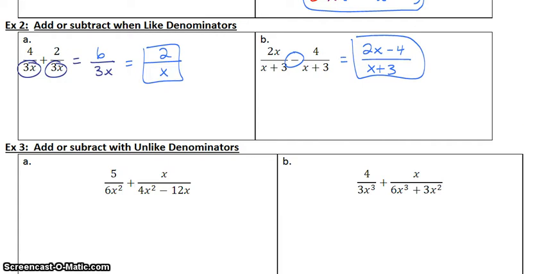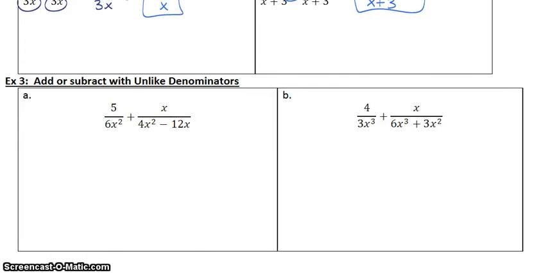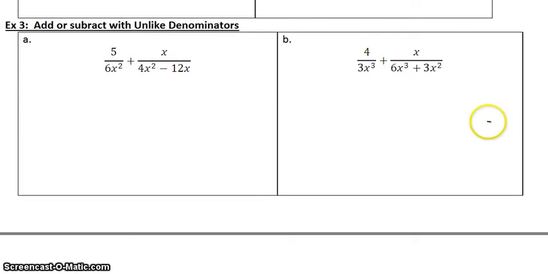All right, starting with example 3 is where we're going to use the least common multiple thing we were just talking about. So the thing is, I can't add or subtract these fractions until I have a common denominator. So I need to find the least common multiple to find a common denominator, and here's what we're going to do. First, factor it.